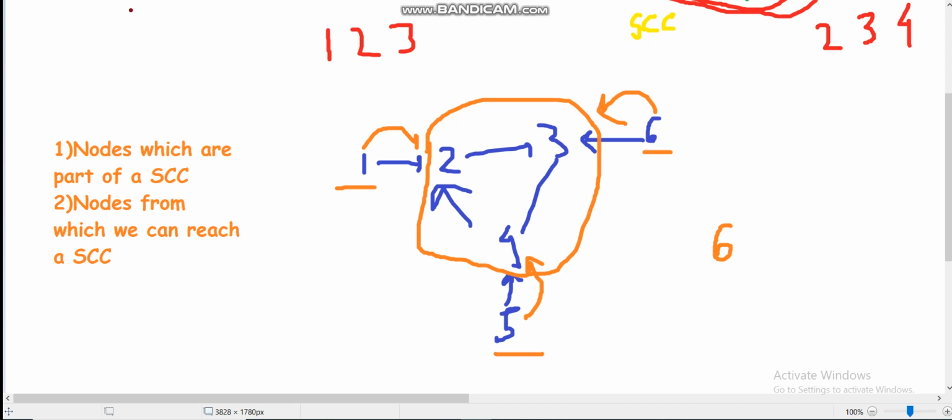We will figure out what the node is. Like we will mark this node as one. If any node is a part of an SCC, we will mark it as one. Now these nodes are parts of an SCC. Then we will traverse in the reverse graph.